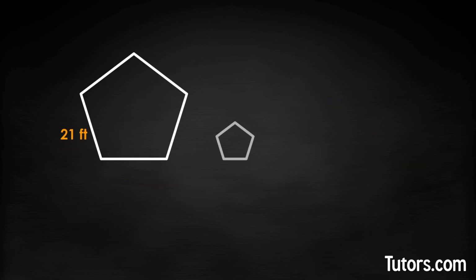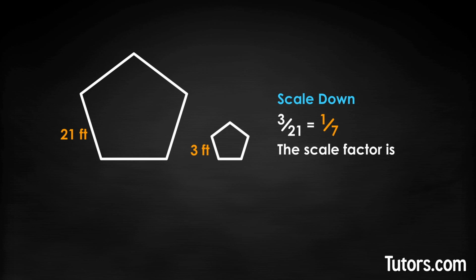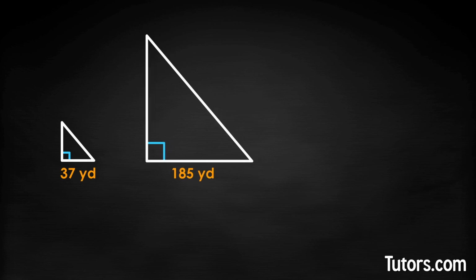Now let's try to scale down. Here are two similar pentagons. What is the scale factor used to create the second, smaller figure? Because we are scaling down, we divide the smaller number by the larger number. The scale factor is 1/7. To get the second, smaller figure, we multiply 21 by 1/7. Let's look at one more example and scale both up and down.